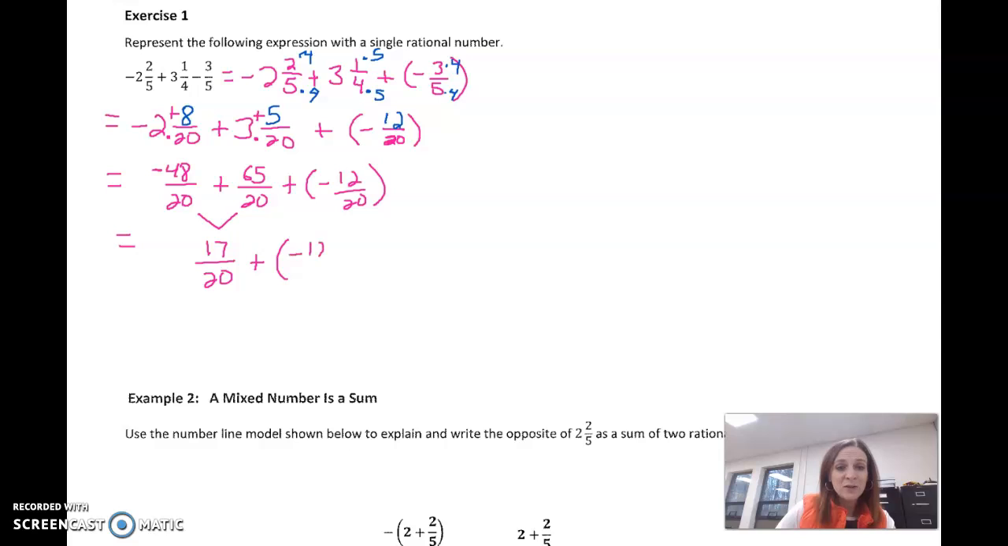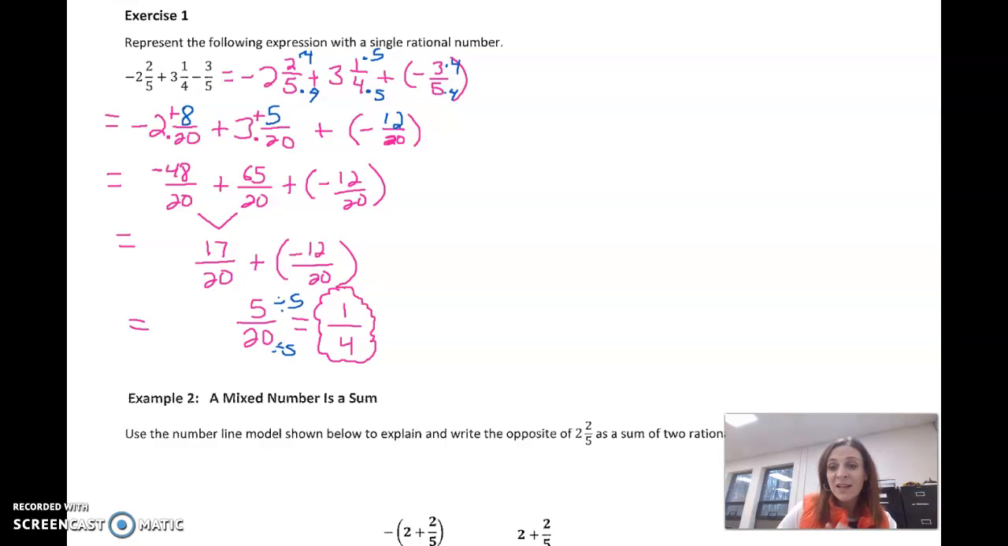Plus my negative 12 over 20. Again, denominator is going to stay the same. So we have 20 on the bottom. 17 plus a negative 12 is going to be 5. Now I can reduce that, okay? I can divide top and bottom by 5. Can pull out that common factor, right? And 5 divided by 5 is 1, and 20 divided by 5 is 4. We get our answer. Yay, wasn't that fun?